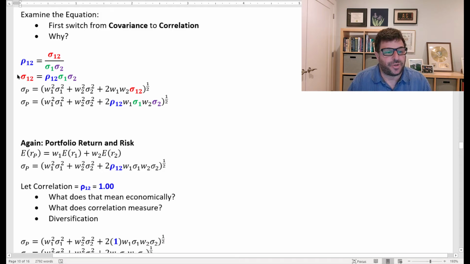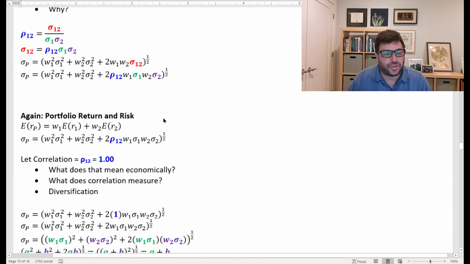And so we're going to start with the definition of the correlation, which is the covariance divided by the product of the standard deviations. And we're going to solve for the covariance, which is equal to the correlation times the product of the standard deviations. And then we're just going to substitute. I'm going to substitute for the covariance in this equation, and I'm going to put in the correlation, and I end up with an extra standard deviation term here.